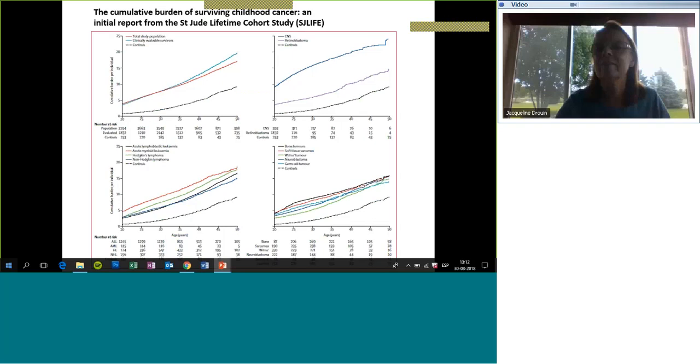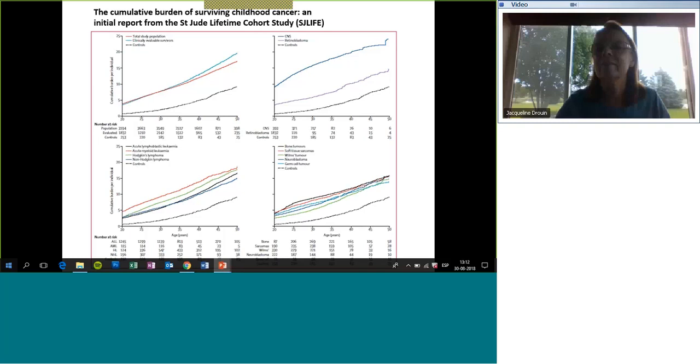The St. Jude Hospital has a lifetime cohort study where they gathered the health information of more than 5,000 survivors, and as seen in the first graph, there is more burden regarding the control group, the blue line versus the black line. However, in graph 2, you can see that this gap is bigger when we talk about CNS tumors, which means that their sequels are more burdensome than in other cancers, as seen in the lower graphs, which are about leukemia and solid tumors.